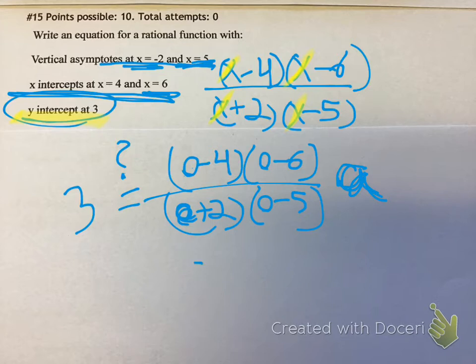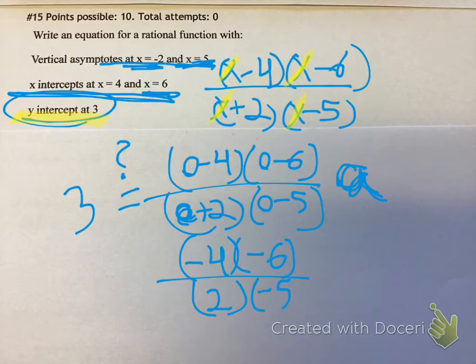But let's see here, 0 minus 4 is negative 4, and then 0 minus 6 is negative 6, and then 2, and then negative 5. You can reduce those down or not, whatever you want to do. That's 24 over 10. Or if we reduce the 6 and the 2, that's 12 and 5, 12 over 5, which is interesting, but it's not 3. It's not equal to 3. And so what we'll have to do is use our special multiplier.